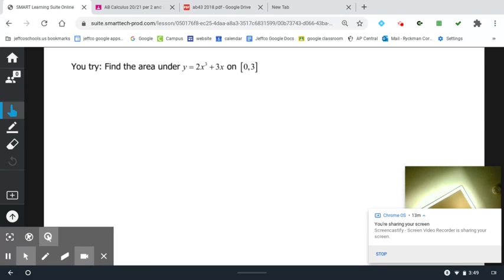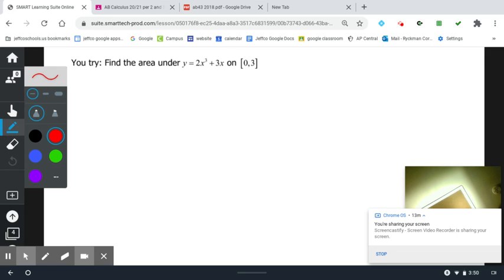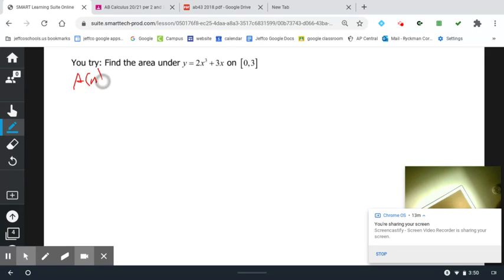Okay. I believe the answer is going to be 54, but let's see. So first step, did you find the delta x? It's 3 over n. And find the heights at, which are 0 plus 3 over n i. This is the third one in a row we've done 3 over n. I should have mixed it up.